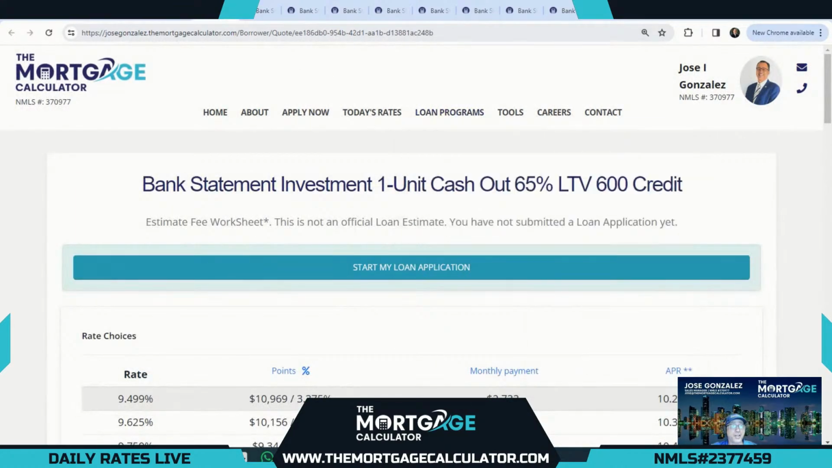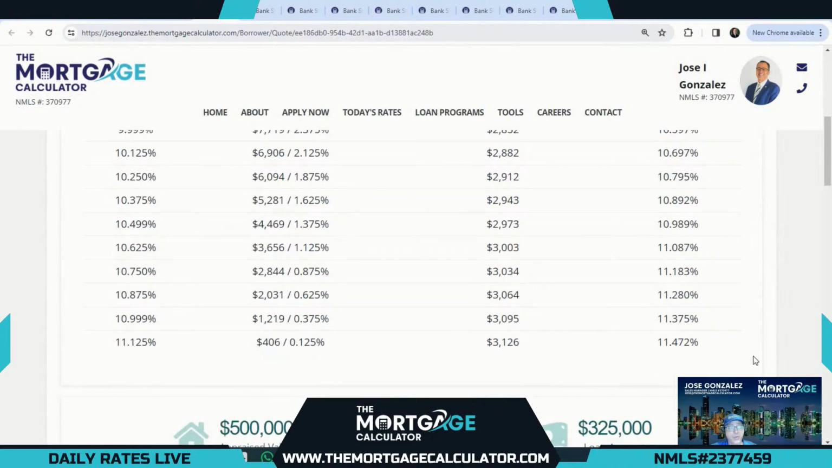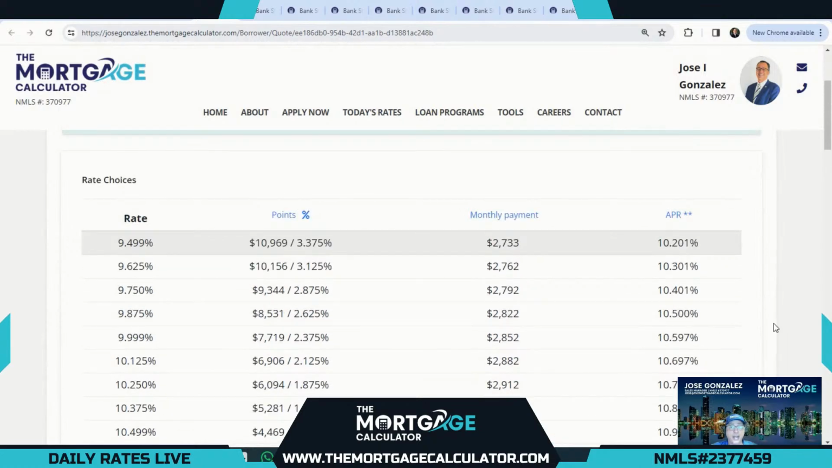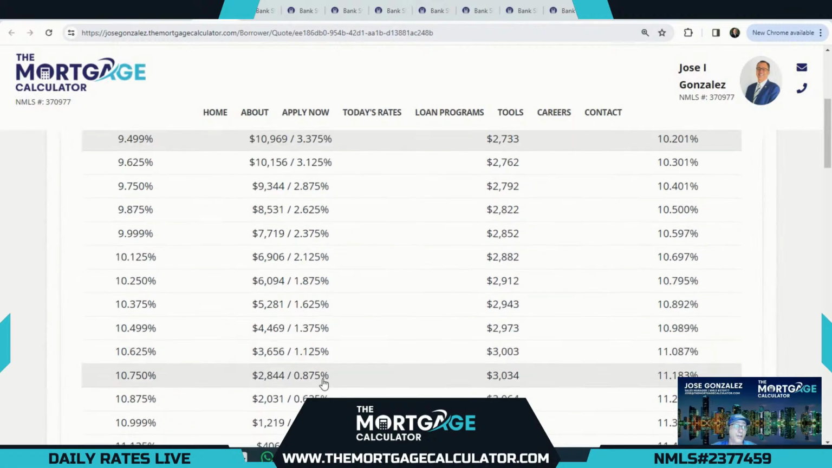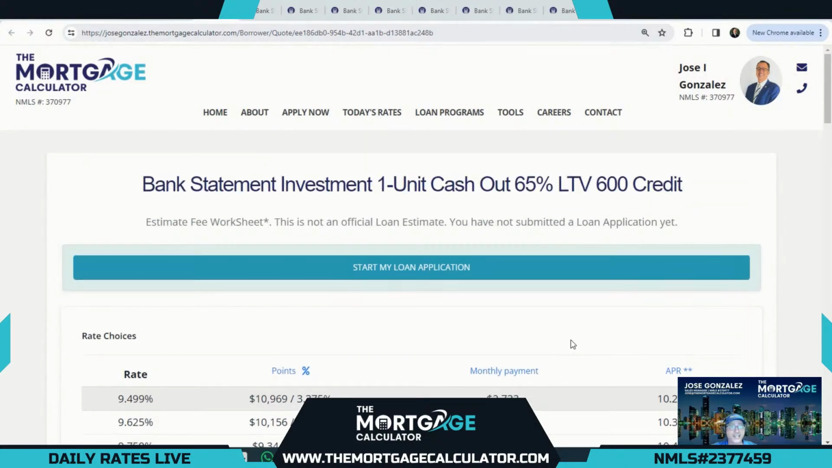And our last example here is our bank statement investment cash out with a 600 credit score. 65% LTV is our maximum LTV for this option with a 600 credit score investment property cash out. 11.125 is the lowest cost option, and 9.499 is your lowest rate option. I got myself mixed up there.